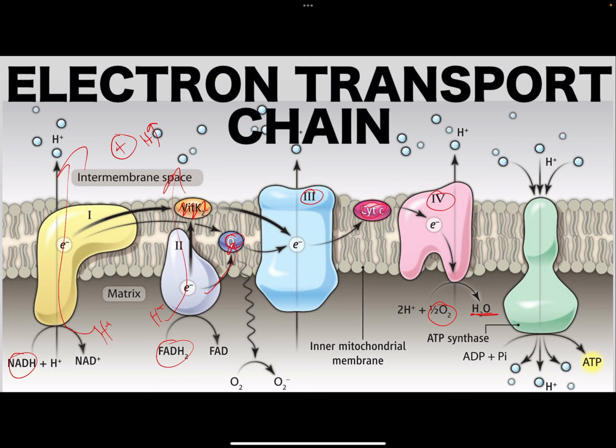So we're pushing these protons against their electrochemical gradient, and that requires energy. That energy comes from the electrons from NADH and FADH2. Okay. And then at the end of the day, we have all of these protons here, and the protons are going to flow in through the ATP synthase.